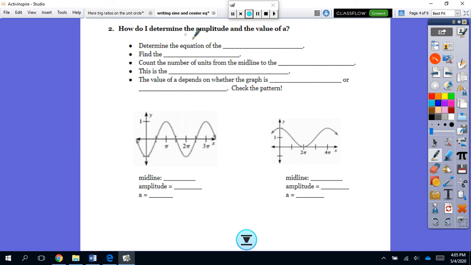Okay, how do I determine the amplitude and the value of A? Well, we kind of already did that. Determine the equation of the midline. So if you've had a vertical shift, you're going to have to figure out what is the midline, and then go from there to determine whether it's sine or cosine. Find the amplitude. Count the number of units from the midline. Well, this midline is y equals 0. The amplitude, if I just count up from there, is just 1. And it's positive, so A is positive 1.